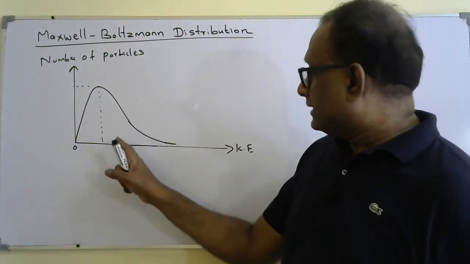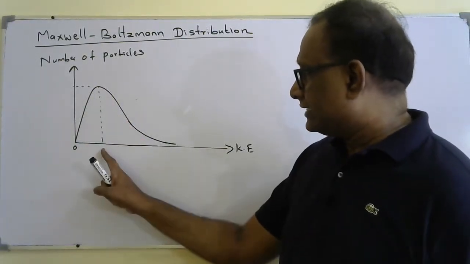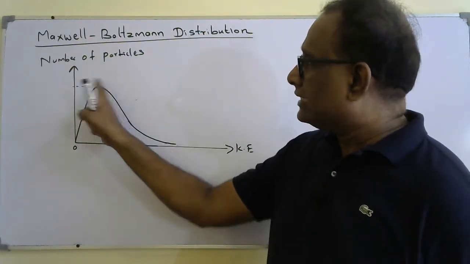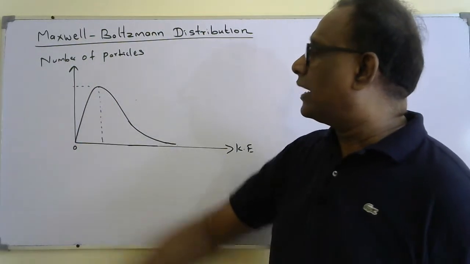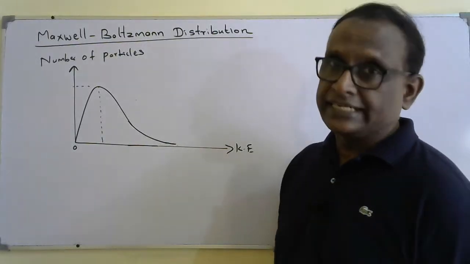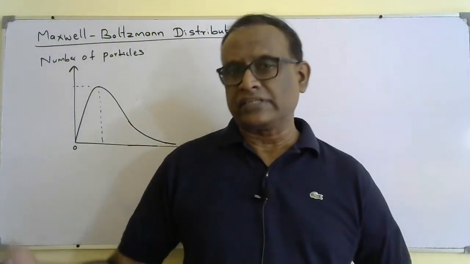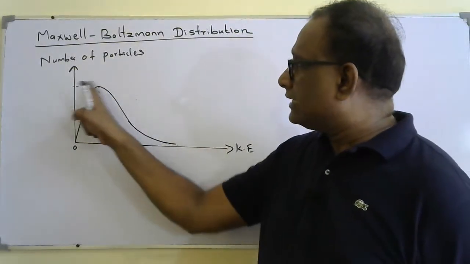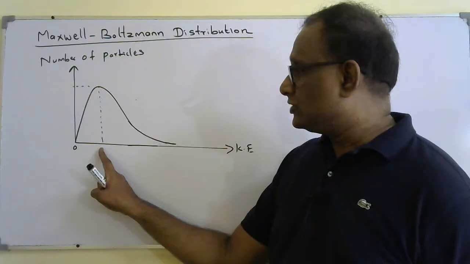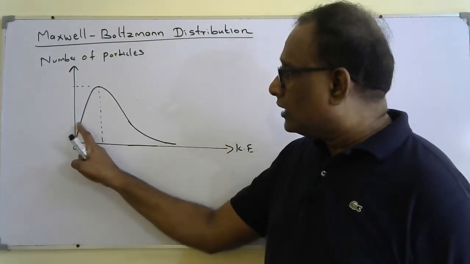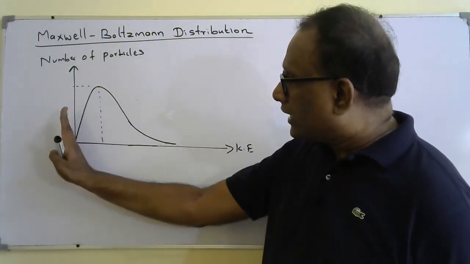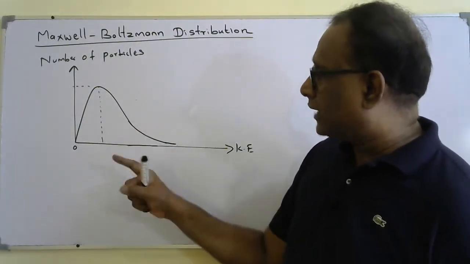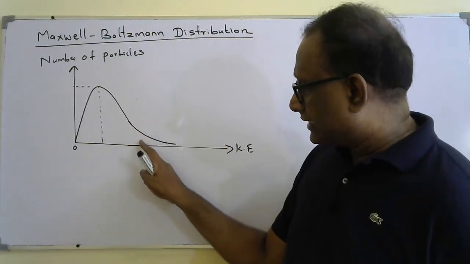Then you can see that this is the average kinetic energy. Most of the particles, you can see the peak is here, possess the average kinetic energy, because different gas particles will have different kinetic energy at a particular temperature, but most of the particles will have the mean or average kinetic energy. A small number of particles have lower kinetic energy, and a certain number of particles have higher kinetic energy.